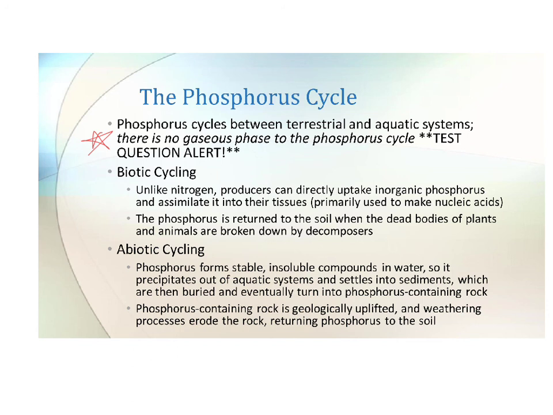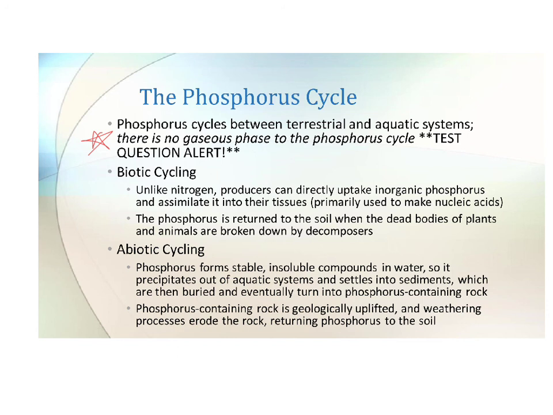So the phosphorus can cycle 2 ways. It can cycle biotically or abiotically. If phosphorus is cycling biotically, this is how we're going to do it. Like producers, nitrogen, of course, has to go through 80 million steps before producers can use it, but not phosphorus. Unlike nitrogen, producers can directly uptake inorganic phosphorus and assimilate it into their tissues. Phosphorus is primarily used to make nucleic acids in producers. The phosphorus is returned to the soil when the dead bodies of plants and animals are broken down by decomposers. That's the biotic cycling of the phosphorus cycle. It's relatively straightforward.